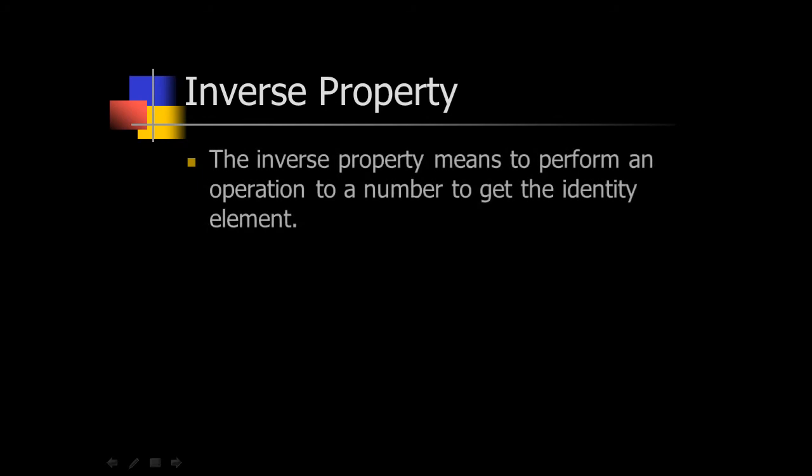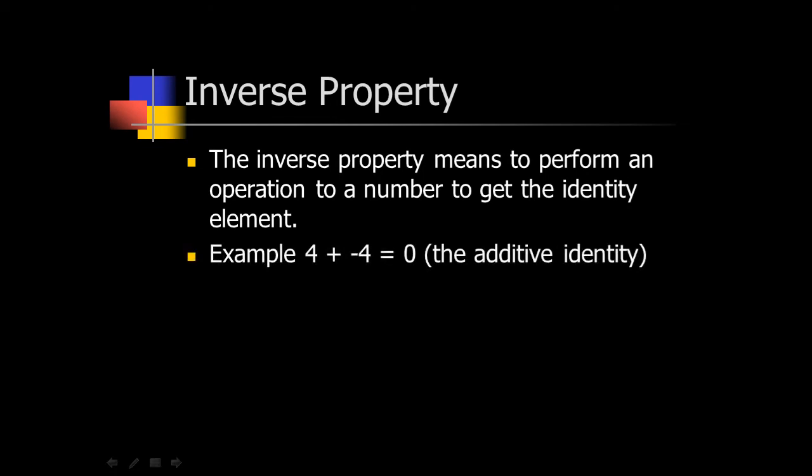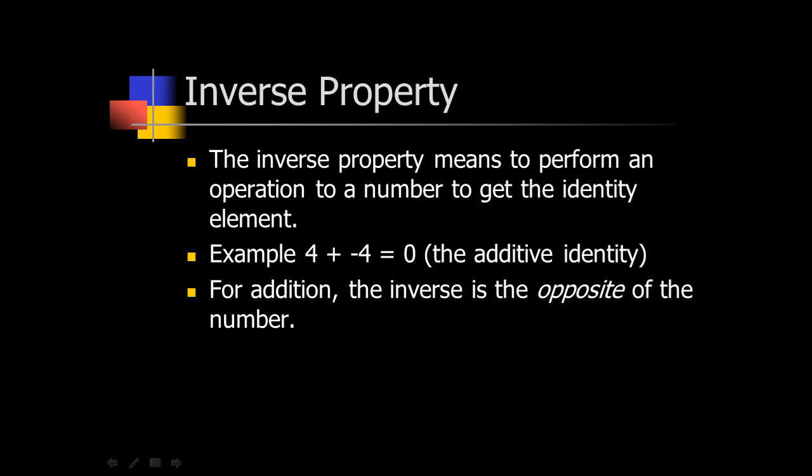The inverse property is one of those that a lot of people haven't seen. It gets to be a little difficult. The inverse property means to perform an operation to a number, and our answer has to be the identity element. For example, what we have here, the additive identity, which is 0. We want that to be our answer in this case. So if I'm given 4, how do I get back to 0? Well, I add negative 4. In this case, that's the opposite of the number. The inverse is the opposite of the number.